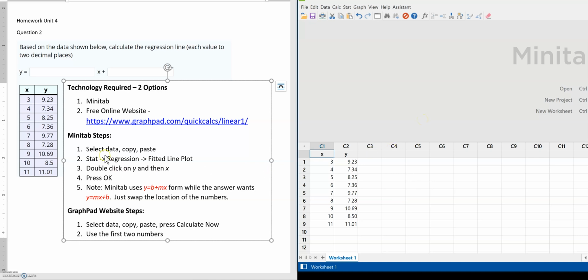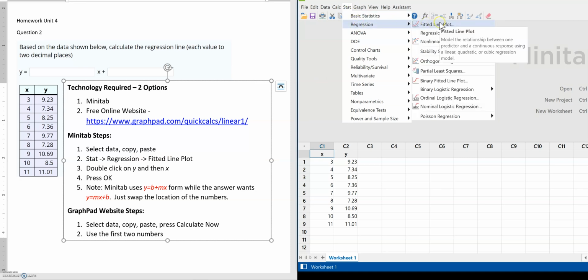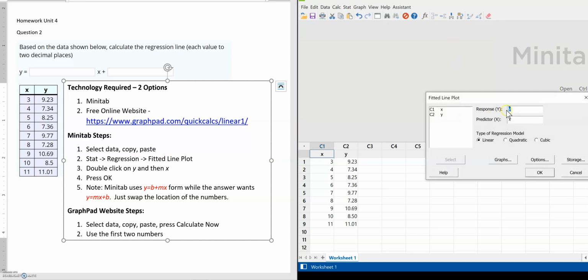Alright, so the directions say to use Stat, Regression, Fitted Line Plot. So let's go to Stat, Regression, Fitted Line Plot. And just make sure you have the correct variables. This should be pretty easy. Put the Y with Y. Put the X with X. So you have the predictor and the response. We call it explanatory in class. And click OK.